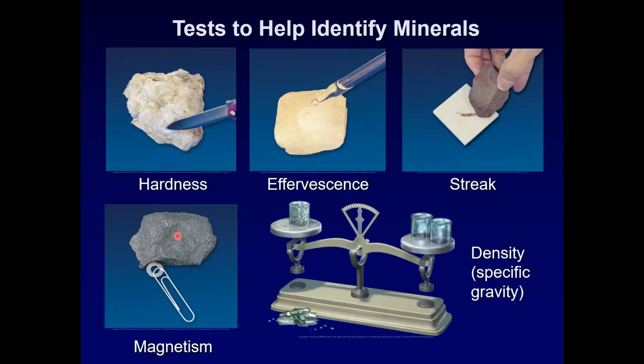Or you can look at the density of the mineral, which relates to specific gravity, to help you identify it. This figure is illustrating that the mineral is at least twice as heavy as water. So we have water on this side and the mineral on this side.